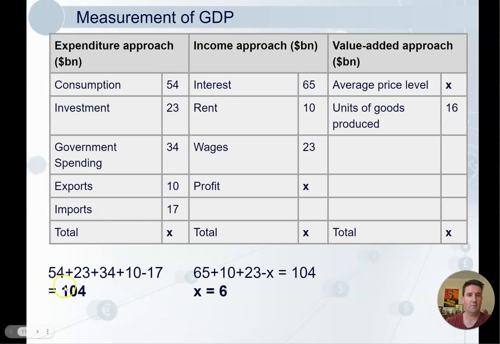So here, the total equals 104, we just add those together. Here, we know it must equal 104, so profit must equal 6 billion. And here, we know the total GDP must equal 104, so therefore the average price level must be 6.5, right? So that's just another way to show that they're equal. We won't need to do these calculations, okay? It's just trying to get the point across.